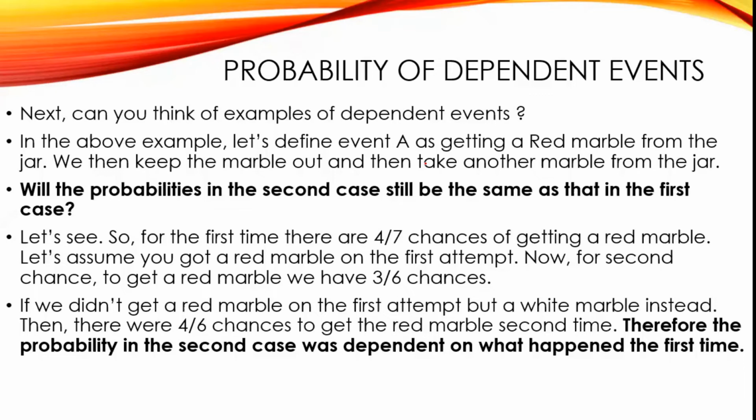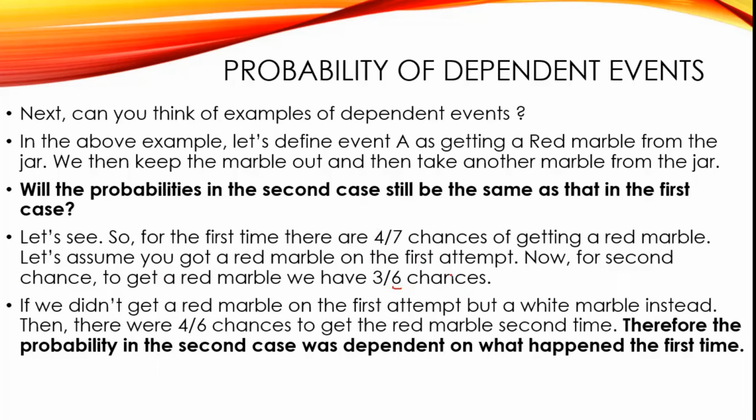So I should get the second also red, similar to the first case. Let's see. For the first time there are 4 by 7 chances of getting a red marble. Let's assume that you got a red marble. Now the number of marbles to be taken into consideration is 6 because one is not there. For the second chance to get a red marble, one is already not there, so 3 by 6 chances, which is 1 by 2. If you didn't get a red marble on the first attempt, but a white marble instead, then there were 4 by 6 chances to get the red marble the second time.